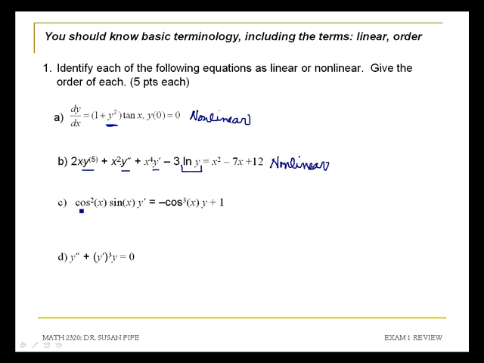On the third equation, these cosines and sines, because they're functions of x, they don't really affect our equation as far as linearity. This first term is linear. On the right side of the equation, we have a y term and then a constant term. All of these in terms of y are linear. So C is linear.